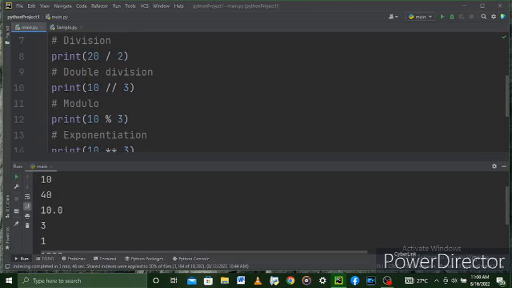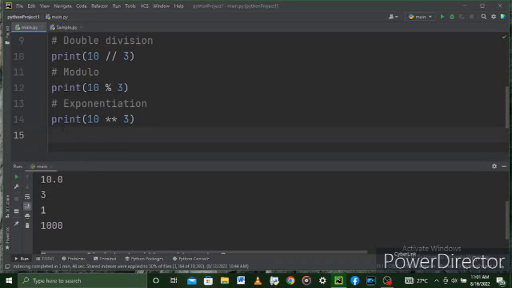The next one is the double division. 10 divided by 3. We're supposed to have 3 remainder 1. But if you observe here, what we have is just the 3. The remainder is truncated. That is what this double division does. Then the next one is the modulo. The modulo does the opposite of the double division. It only returns the remainder and truncates the whole number. So if you divide 10 by 3, you're going to have 3 remainder 1. The 3 has been truncated and the 1 returned.